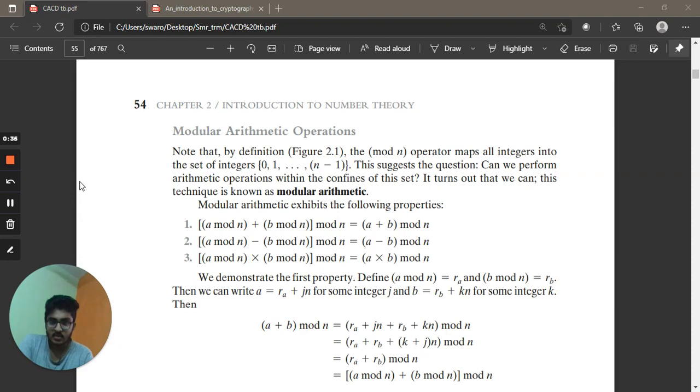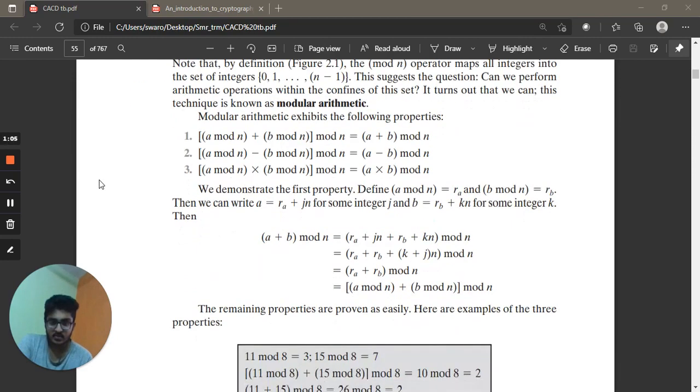Now we discuss modular arithmetic operations. There are three properties: (a mod n) plus (b mod n), mod n, equals (a plus b) mod n. Similarly, (a mod n) minus (b mod n), mod n, equals (a minus b) mod n. And the last property, (a mod n) into (b mod n), mod n, equals (a into b) mod n.